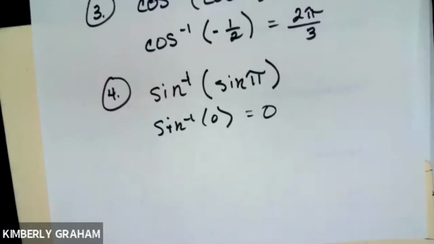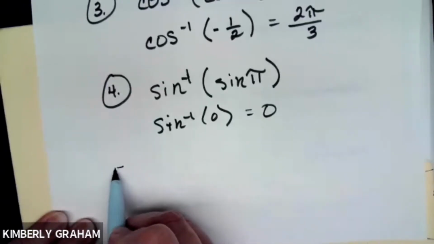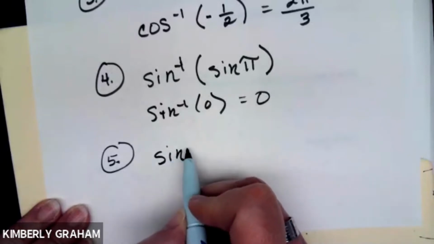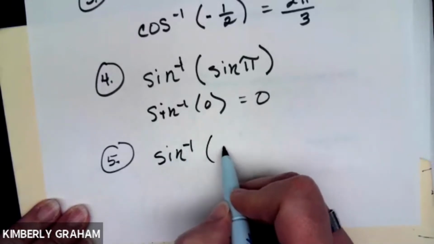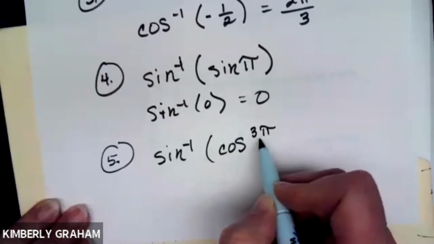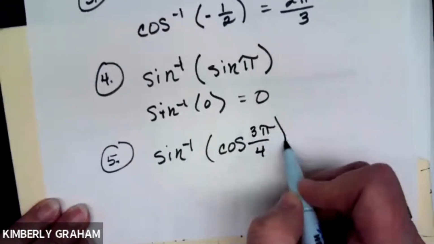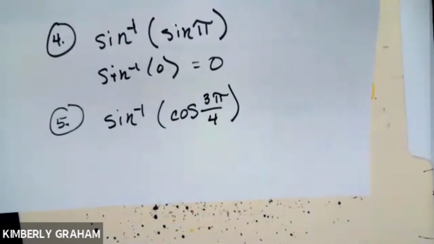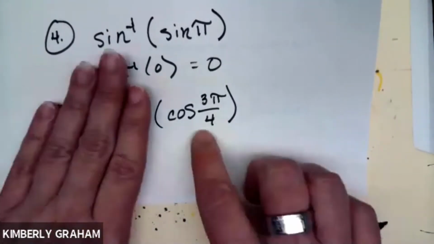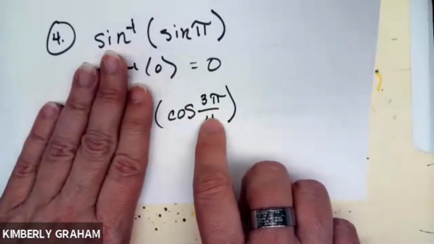Questions with that so far? Okay, problem 5. Now we're going to get into something that looks a little bit different here, because I'm going to have a sine and cosine mixed together in one problem. Again, still starting off with this inner part here.